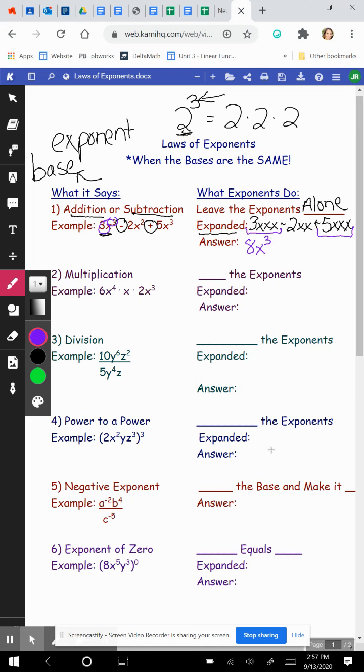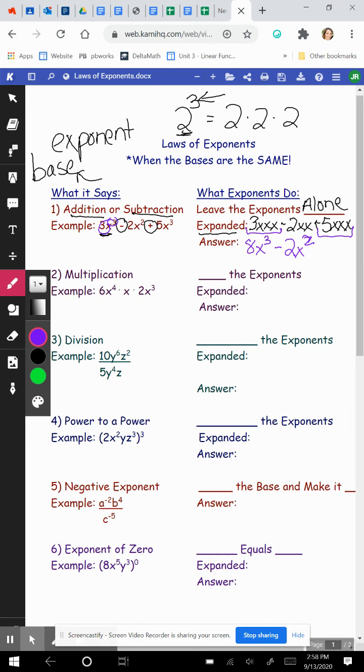Notice I did not add those, minus 2x squared. So that one is done. Again, we're just combining like terms, so we're not changing our exponents at all. Leave those exponents alone. The next rule is multiplication.